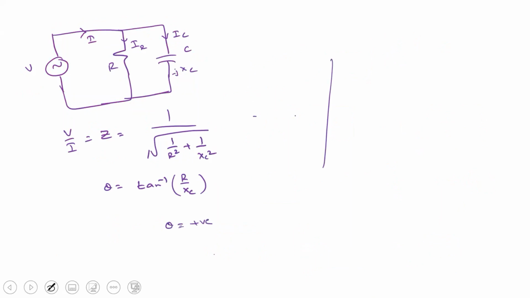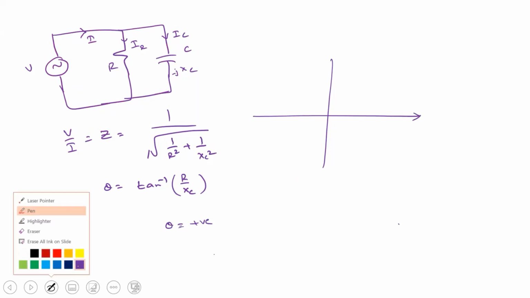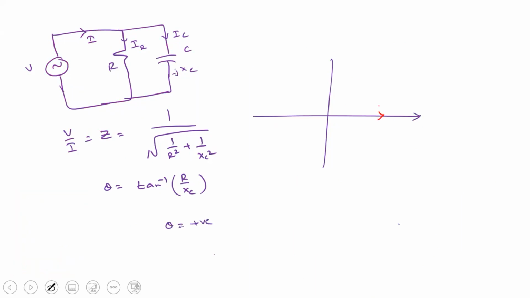So this is the voltage vector V. The resistive current is in phase, so this is IR, and this is IC, the capacitive current. The sum of these two is the current I, and this angle is theta.